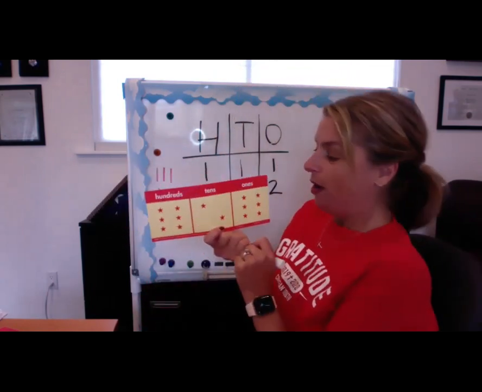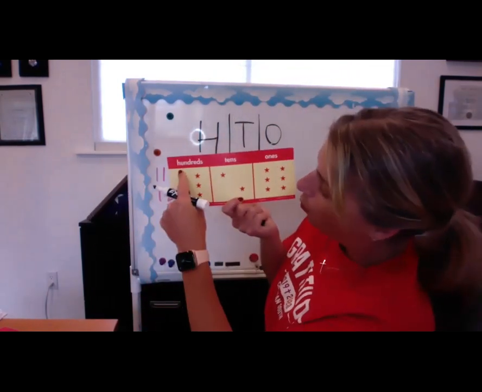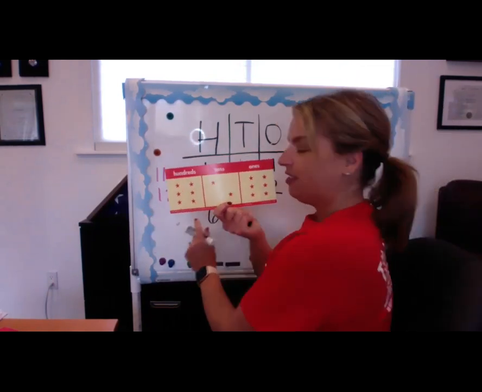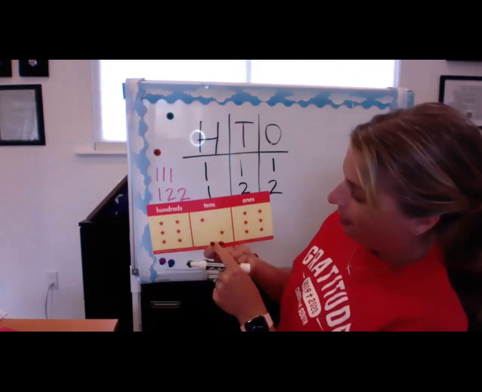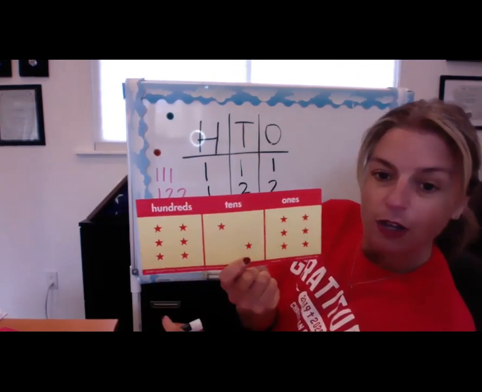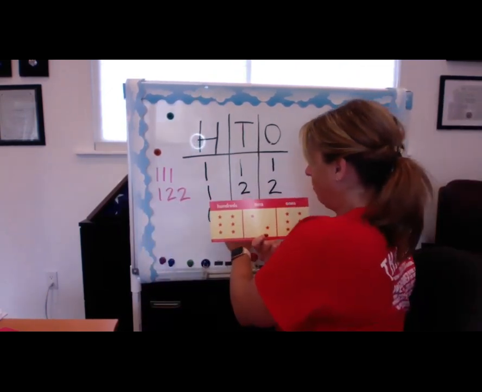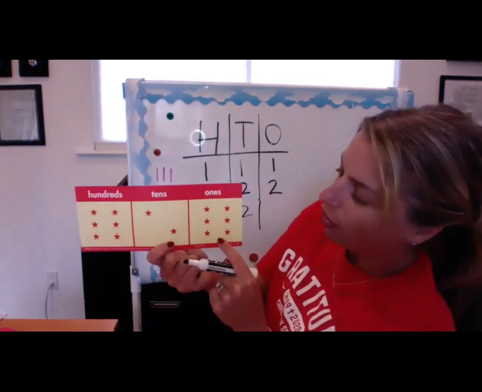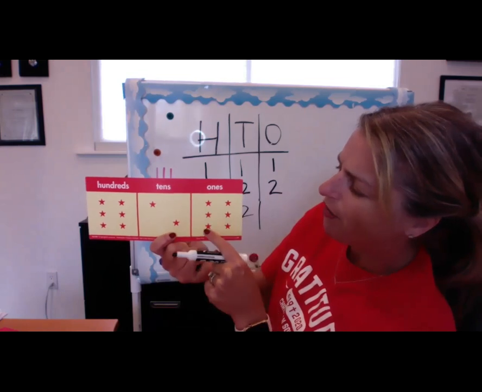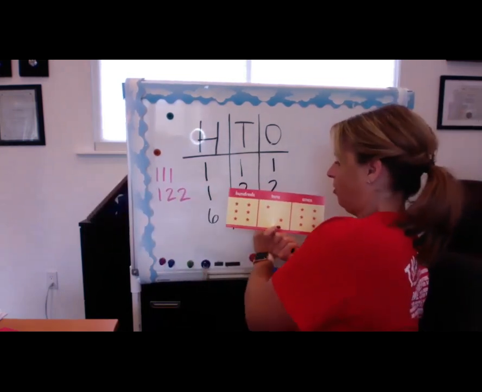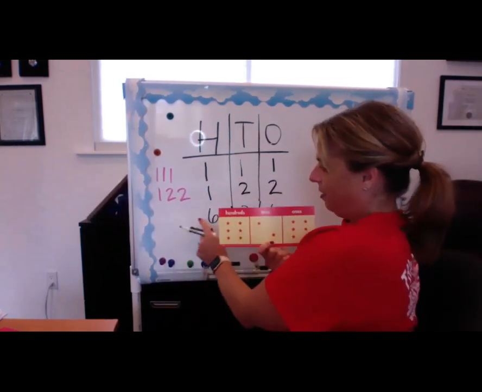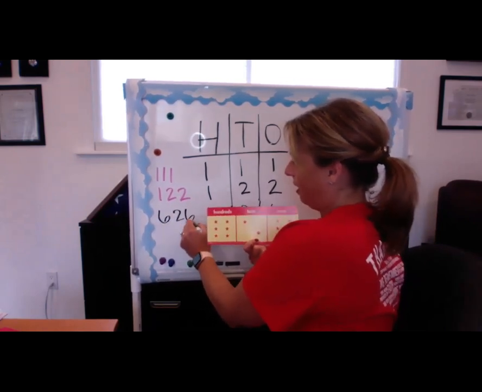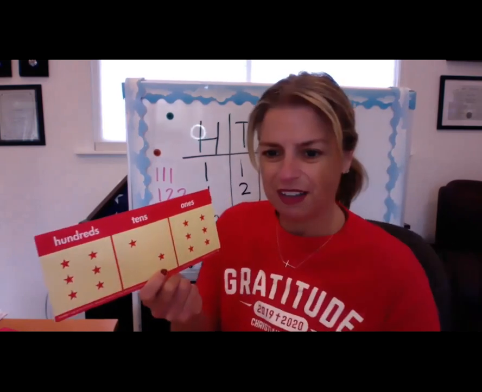Okay, so how many hundreds are there? 1, 2, 3, 4, 5, 6. There's 6 hundreds. How many tens are there? There's 2 tens. And how many ones are there? 1, 2, 3, 4, 5, 6. 6. So what number is that? That number is 626. 626, are we right?